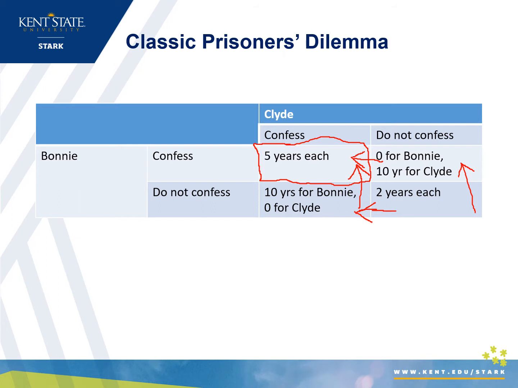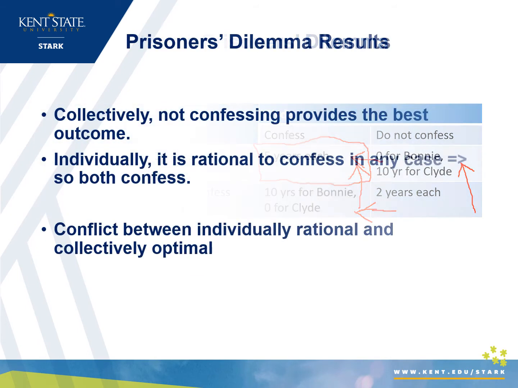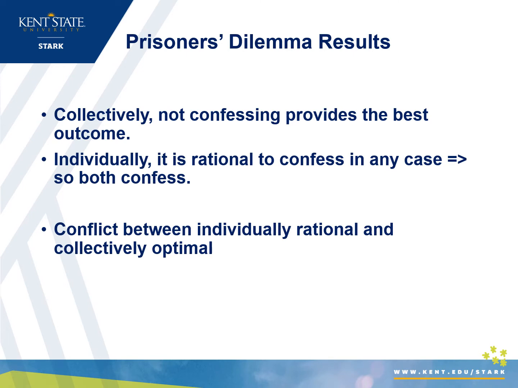Now you might object and say, but this doesn't really make sense, because wouldn't they, after all, be better off if neither of them confessed? And that's true, and that is exactly where the prisoner's dilemma comes from. That is, individually, they each have a really strong reason to do what they did, but the outcome, it turns out, is pretty lousy. Right, so collectively, neither of them confessing would provide the best outcome overall, but individually, it's very rational for them to confess in any case, so both of them end up confessing. So it's this conflict between what is individually rational and what is collectively optimal that really makes the prisoner's dilemma an interesting case for economists to talk about.